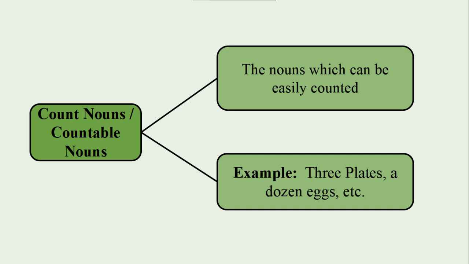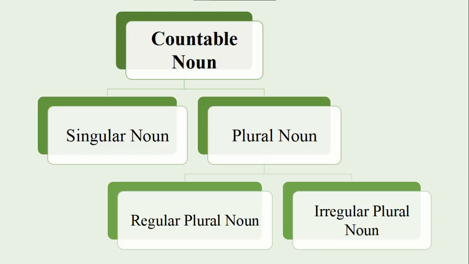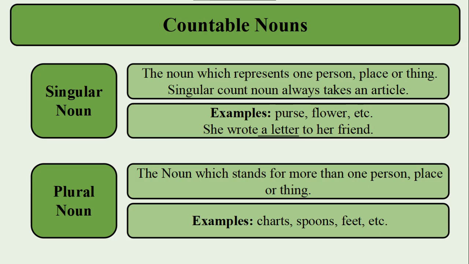Now let's get into how nouns actually change, the whole singular and plural thing. Right. The basics first. A singular noun just represents one person, place, or thing, like purse or flower. One thing. Got it. And a key point from the notes: singular count nouns usually need an article like a, an, or the in English. Like she wrote a letter, not just she wrote letter. Okay, good reminder. And plural. Plural noun means more than one. Simple as that. Charts, spoons, feet.